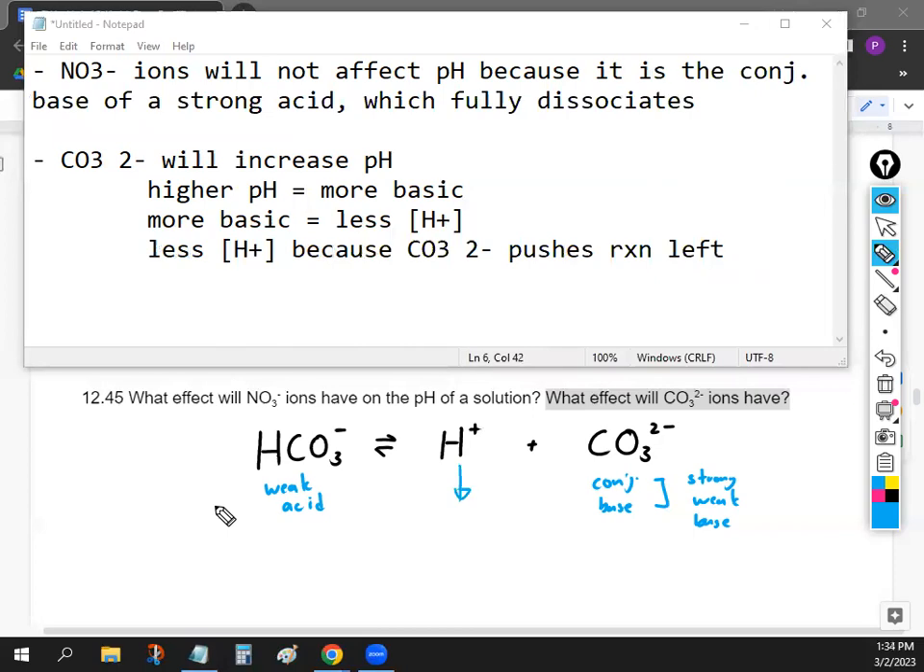Would carbonate react with water, then create HCO3- and OH-, or does it only react with one of the H's? You can either think of it as H plus or H3O plus, because water's in equilibrium too. Good question. It'll basically react with whatever it can grab.